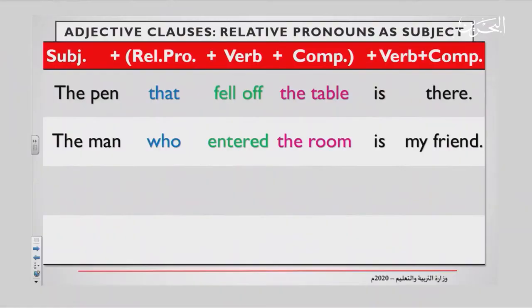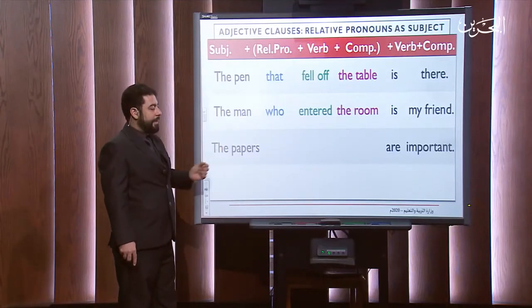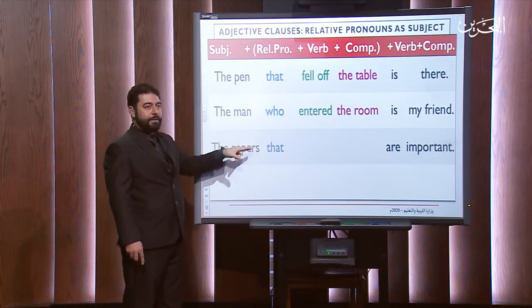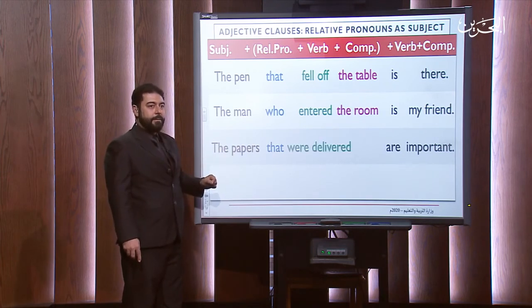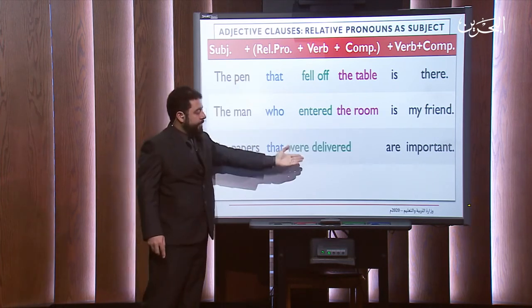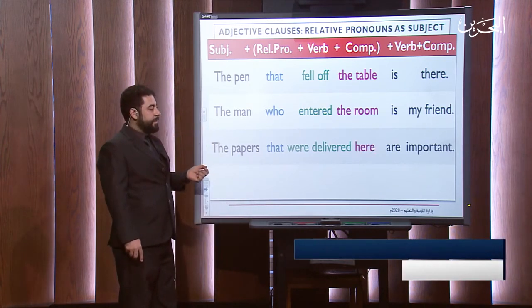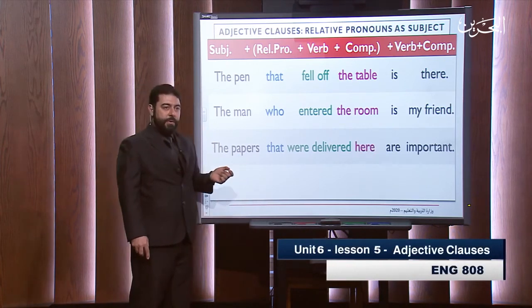All right, let's check a third example. The papers, a subject, are important. You see, papers is plural. That is why I use are instead of is. Okay, let's add an adjective clause. The papers that, which is used for things. Okay, so I add a verb, were delivered. The papers that were delivered here are important.